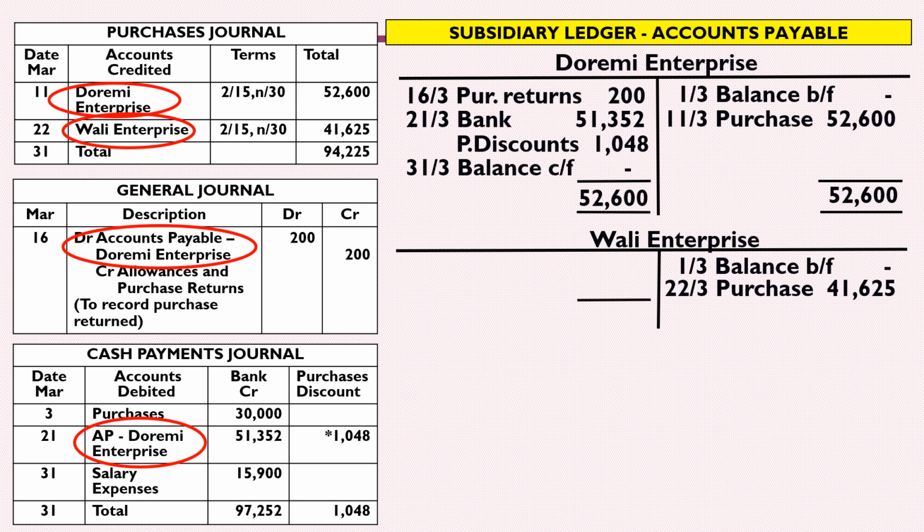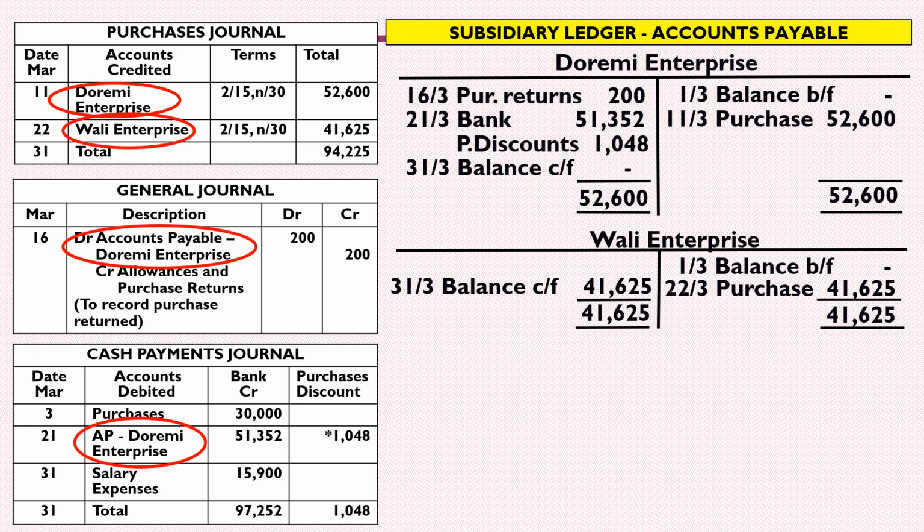And for Wali Enterprise, we balance it left and right and take the bigger amount, that is 41,625 left and right. And lastly, write down the balance carry forward, that is on 31st March. The balance carry forward equals to 41,625. Then the accounts is balanced. So these are the subsidiary ledger of accounts payable.